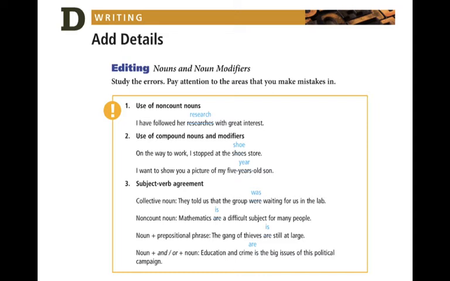Okay, let's go to the noun plus and or plus noun. Education and crime is the big issues of this political campaign. Well, we've got 2 non-count nouns, education and crime. Since we've got 2 of them, we need to use a plural verb. Education and crime are the big issues of this political campaign. All right, so watch out for those types of errors in your own writing.